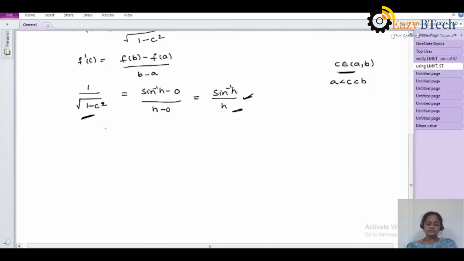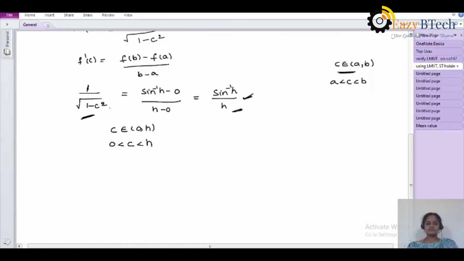Okay. So in this Lagrange's theorem also, we are having the condition c belongs to (0, h). Using the condition, we are writing this as 0 < c < h. So what we have to do here, students? Here the value 1 by root of 1 minus c square is there now. Changing the middle term, this c term, to substitute this value, sine inverse h by h. For that purpose, we are using some elementary transformations here.